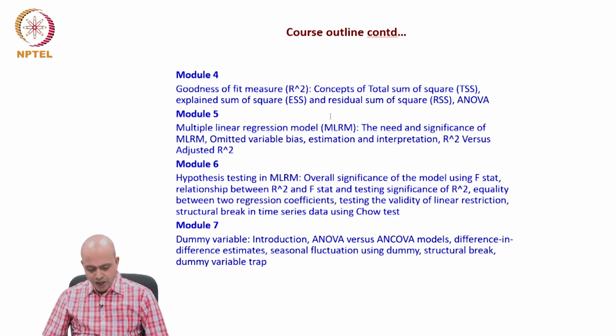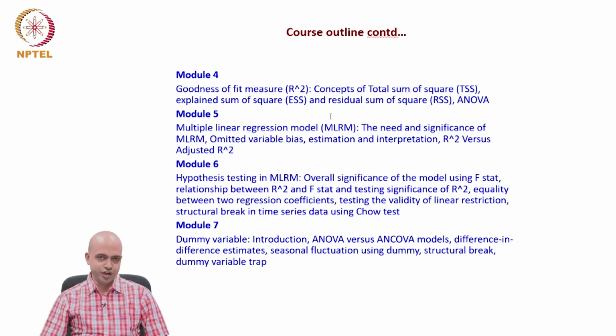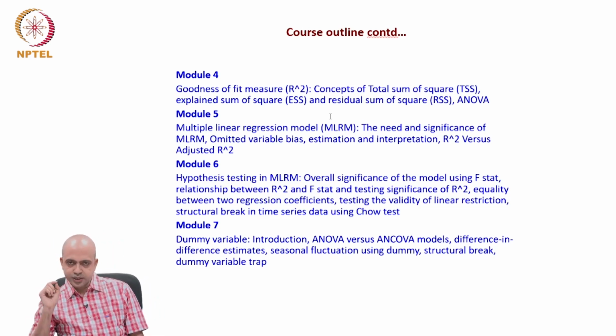Then in module 5, what we will do, we will extend our 2 variable classical linear regression model into multiple linear regression model. The example what we are talking about, that is income and consumption, that is called a 2 variable linear regression model. Why this is called 2 variable? Because you have one independent variable, one dependent variable, that is why it is called 2 variable classical linear regression model.